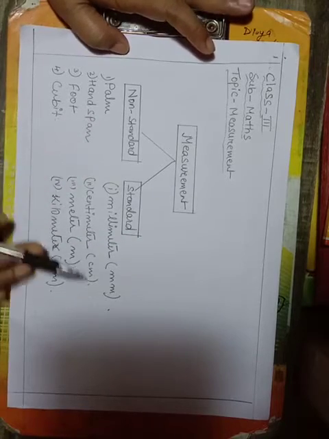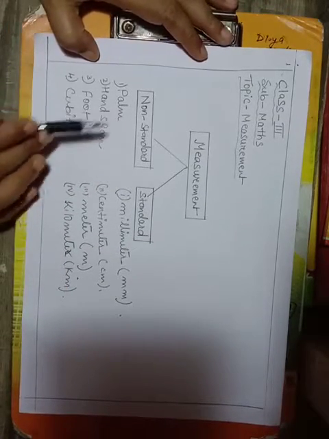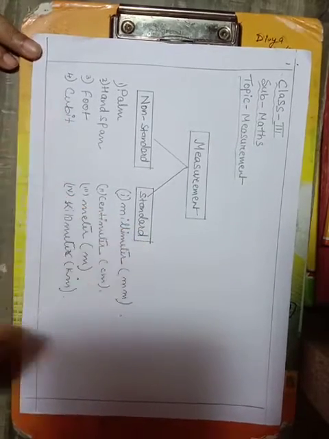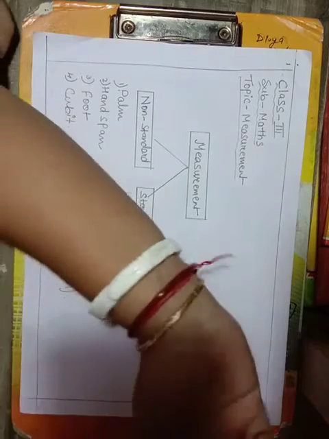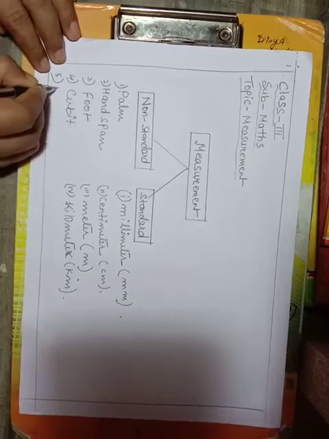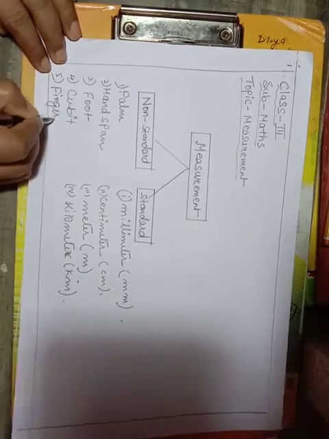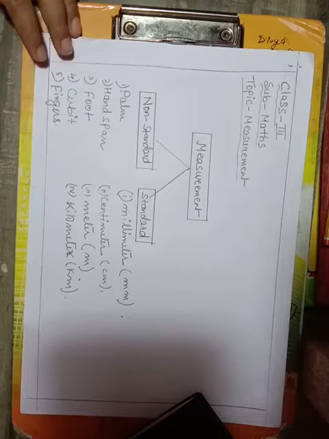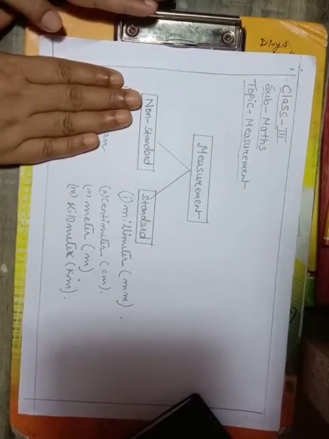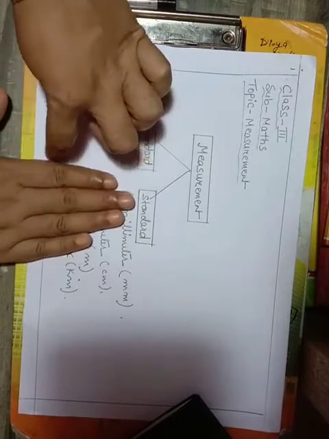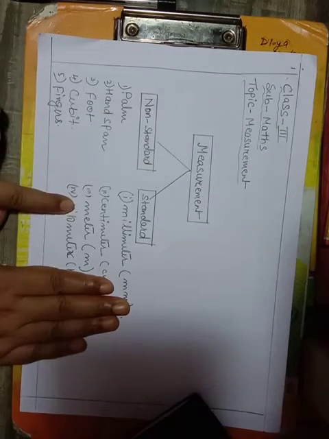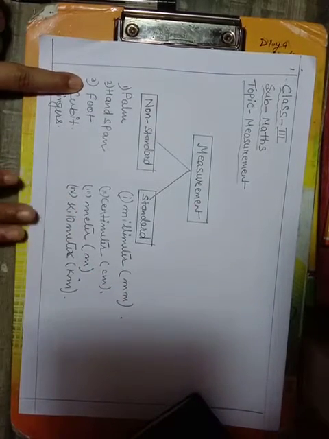In non-standard we have used our palm, that is this hand palm, then hand span, our foot, and the cubit. And number 5 is fingers also. We can use our fingers as measurement. How will we use them? We will be using them like this: 4, again 4, again 4. So 4 plus 4 plus 4 comes to 12 fingers.